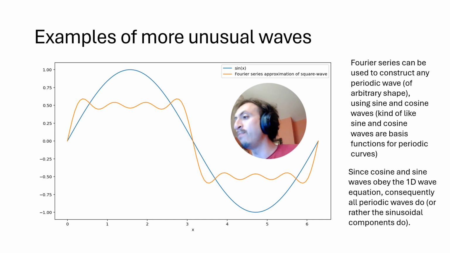If you added an infinite number of the correct waves with the correct phase shifts and the correct amplitudes, you would get exactly a square wave of the height you desired. And it turns out that actually any periodic pattern can be described as sums of sine and cosine functions.